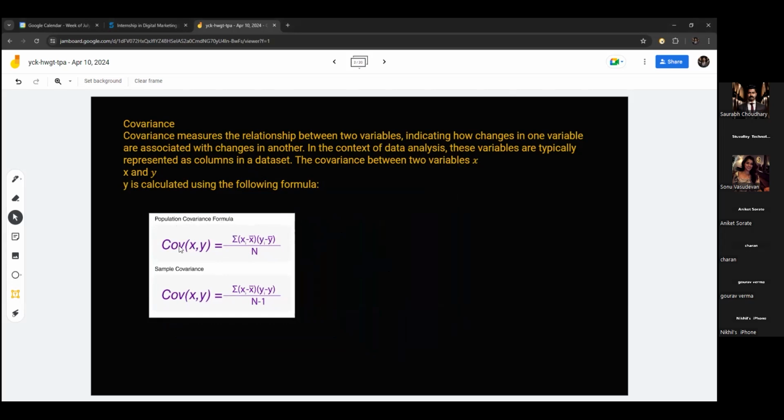Population covariance formula: if you have a bigger population, then it will be (x1 minus x mean)(y1 minus y mean) divided by n. If you are working on a small sample, you will have (x1 minus x mean)(y1 minus y mean) divided by n minus 1.